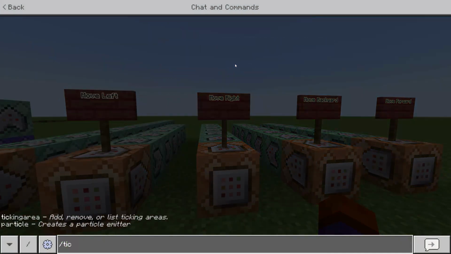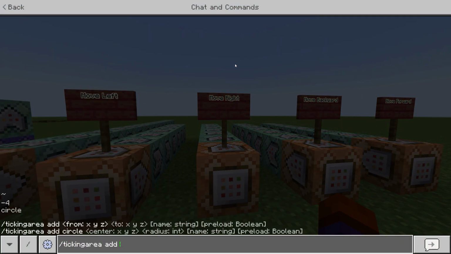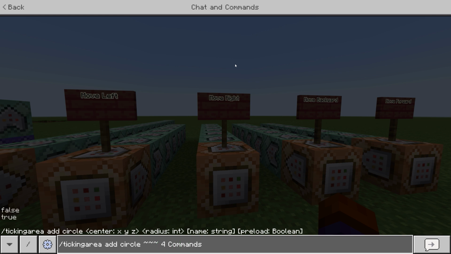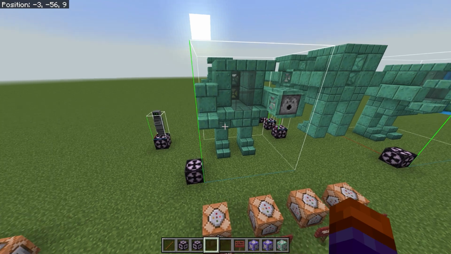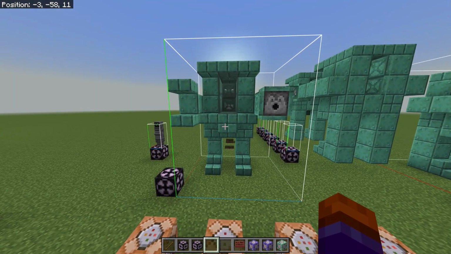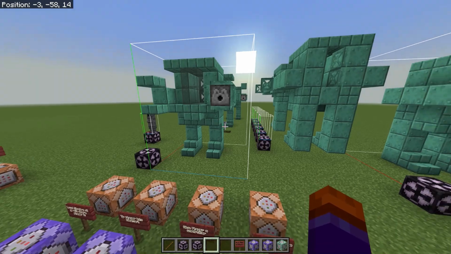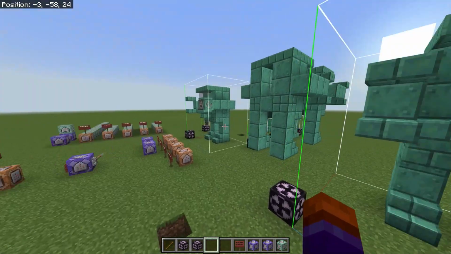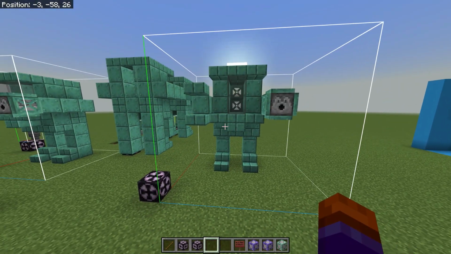Slash ticking area add circle, and then radius of 4. Name string, and then you just call it commands, and then preload true. This is the mech model. I actually, no, this is not it. This is a test. So this, well, it's the same thing, but this is the mech model right here.